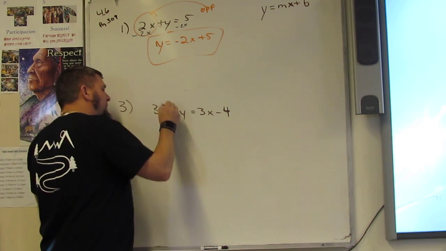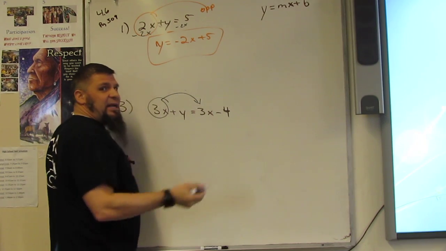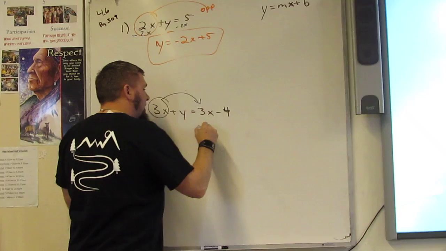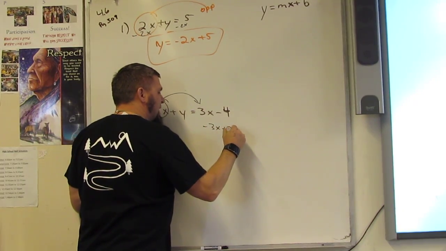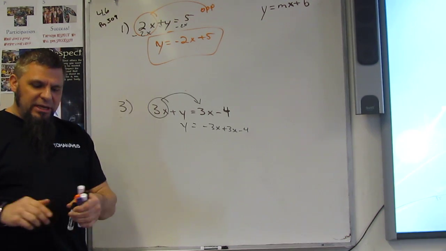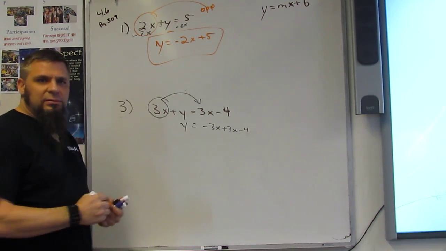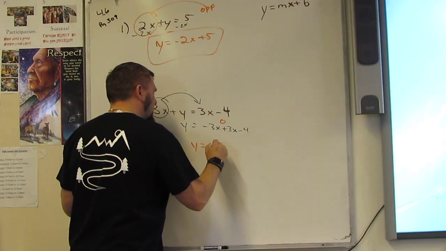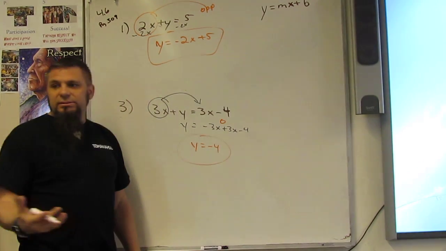With this one, if I move this guy over and I change the sign, that's kind of weird, right? Because then I'm going to have negative 3x plus 3x minus 4 is equal to y. Well, what is negative 3x plus 3x? 0. Right? And 0 minus 4? So that is the equation.